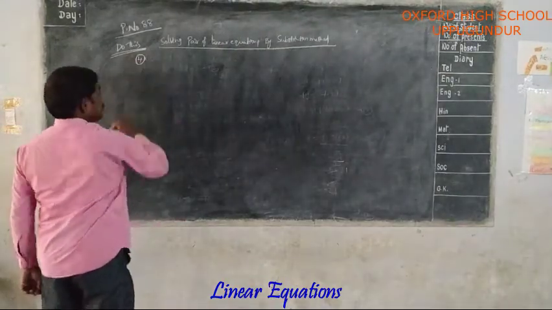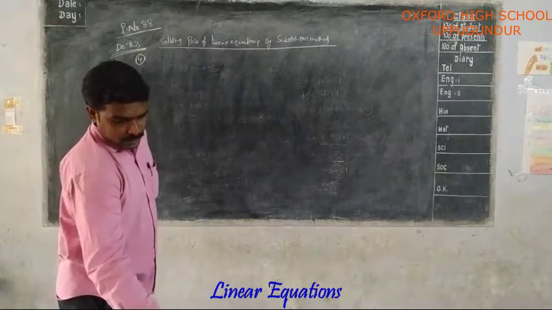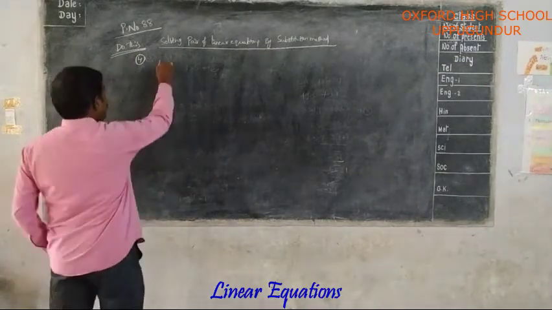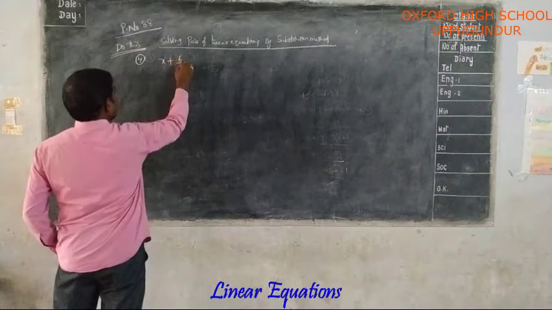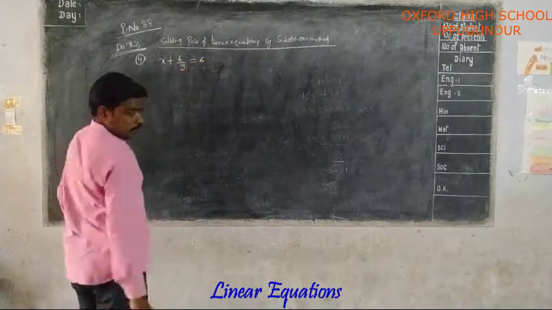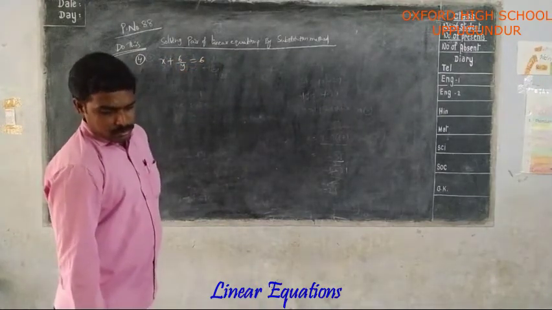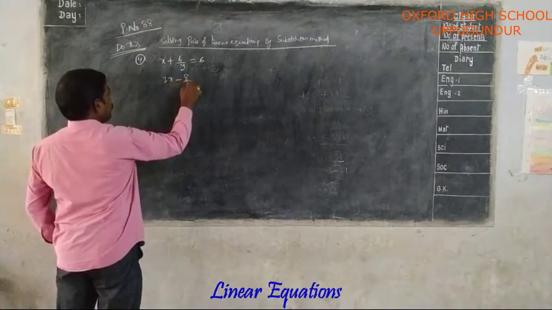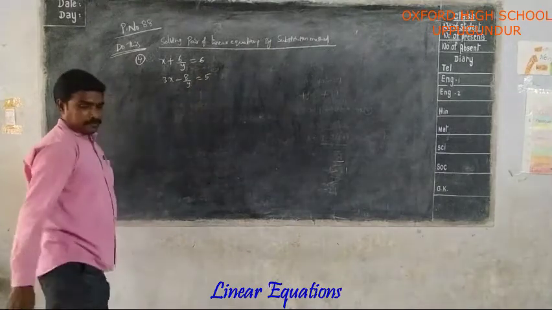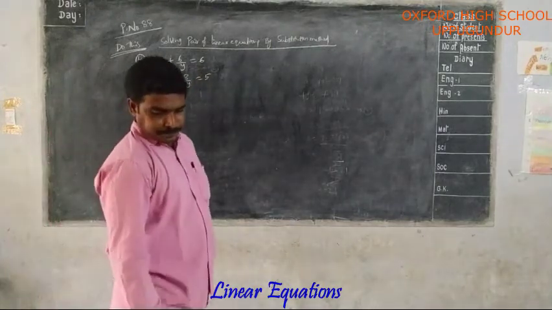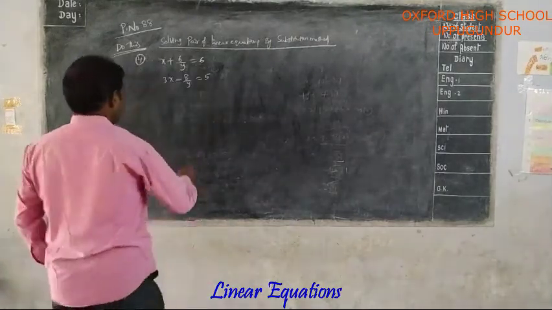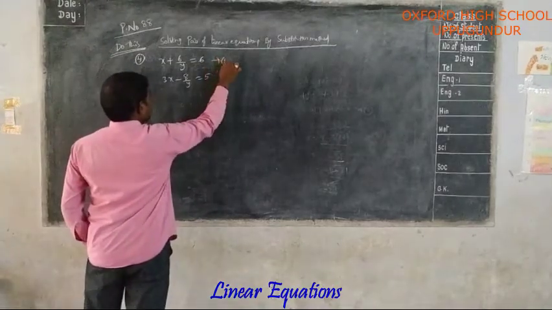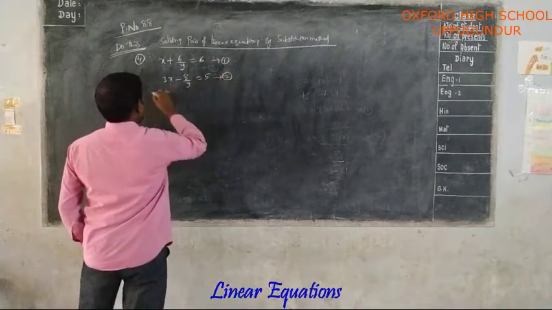Fourth problem. x plus 6 by y equal to 6. 3x minus 8 by y equal to 5. These are the two equations. Consider this as equation 1, this as equation 2.